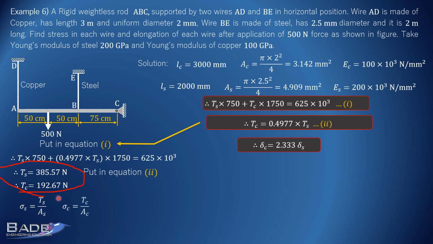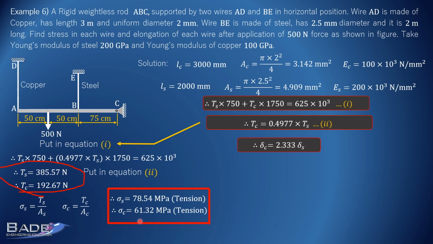Stress in steel is load on steel divided by cross-sectional area of steel. Stress in copper is load on copper divided by cross-sectional area of copper. And these are two wires, these are tensile loads. So write the answer with nature. So complete all calculations. Stress in steel is 78.54 megapascal tension. Stress in copper is 61.32 megapascal tension.